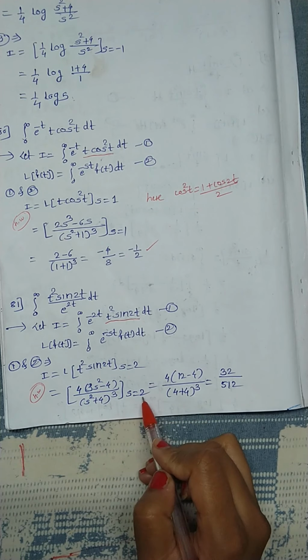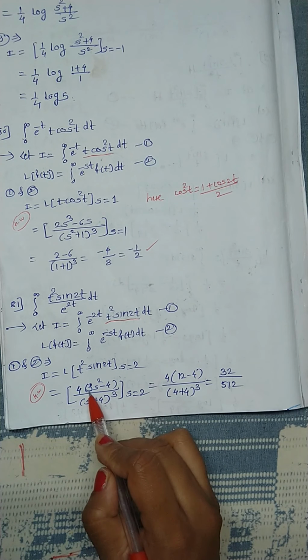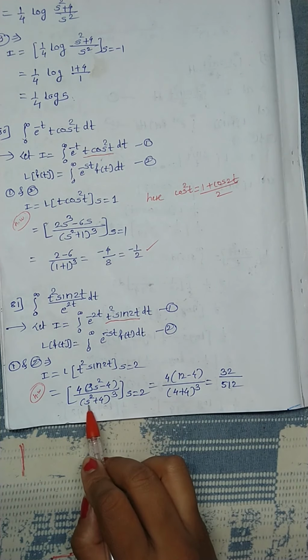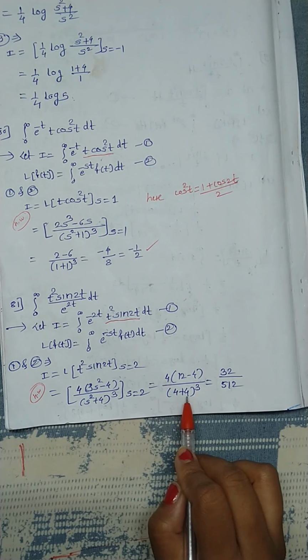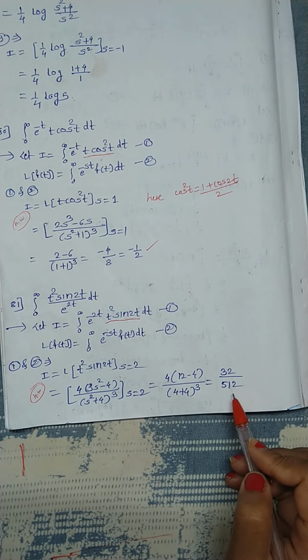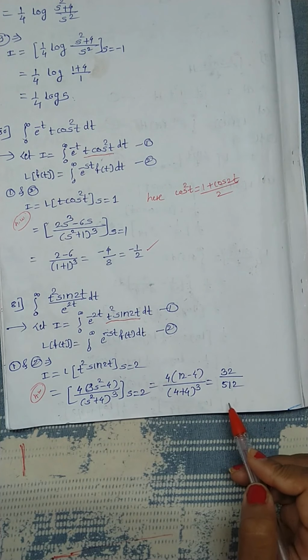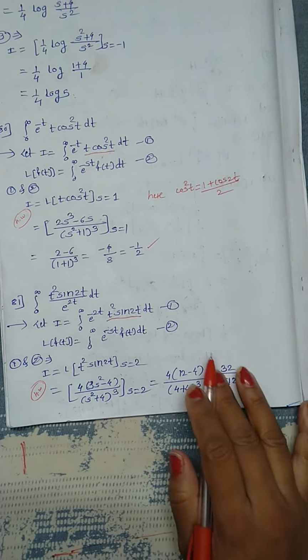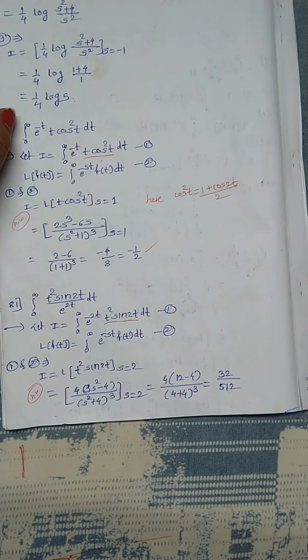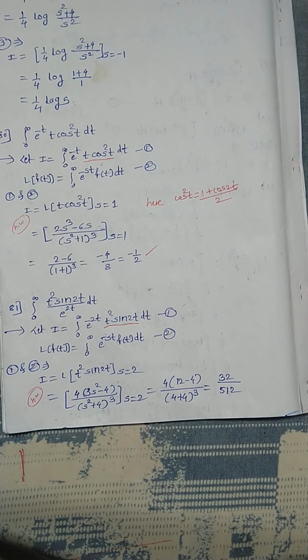Now put s value 2 here. What does it become? 4 into 3 into 2 square, that is 12 minus 4. Here 2 to the 4, 4 plus 1, 4, 8, 32 upon, calculate on the calculator, we get 32 upon 5, 1, 2, or make it in the most simplified form, or keep as it is. Okay, these are some examples of simplifying the integration value.